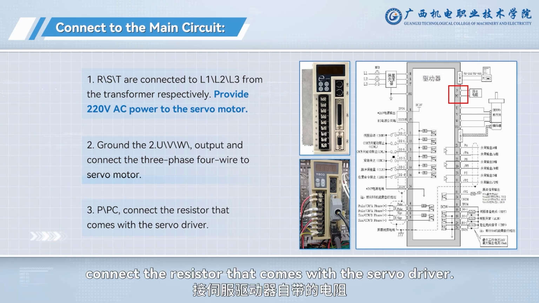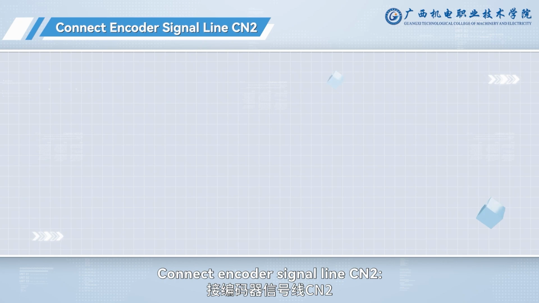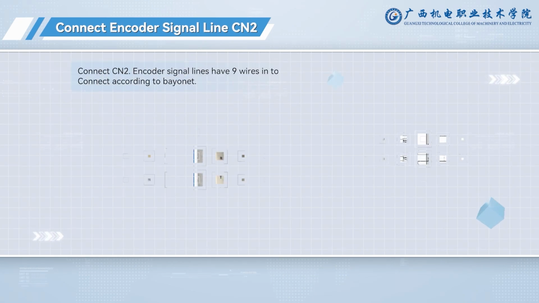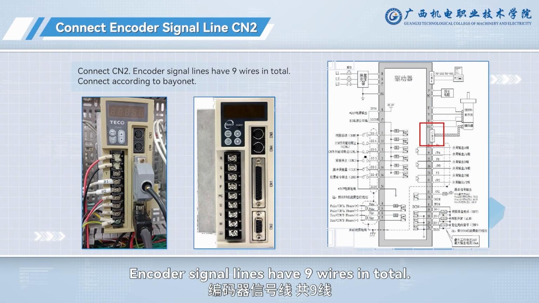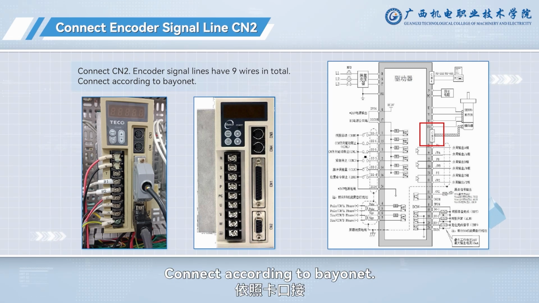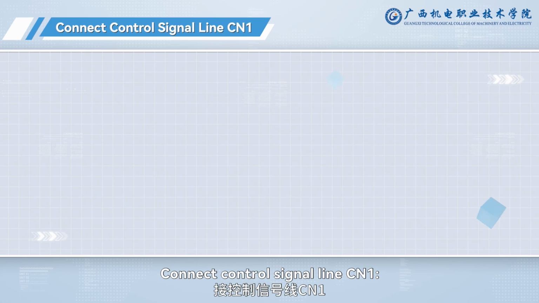TPC. Connect the resistor that comes with the servo driver. Connect encoder signal line CN2. Encoder signal lines have 9 wires in total. Connect according to the bayonet. Connect control signal line CN1.